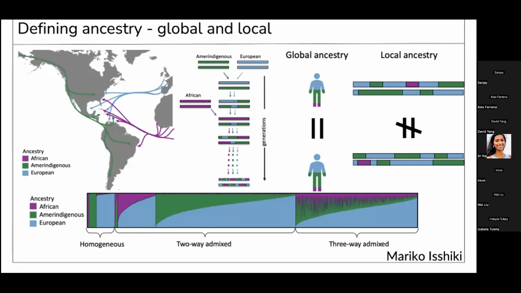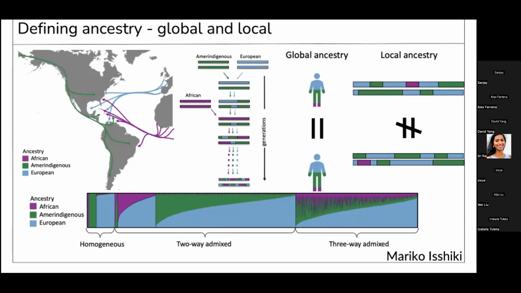So there's global ancestry, which is the proportion of different continental ancestries represented in your genome. And that's what you see here on the bottom. I guess this pointer doesn't work. Okay. Well, on the bottom, you see some kind of plot, right? And the homogeneous population means they're almost 100% whatever that color ancestry is. So African is purple in this case.